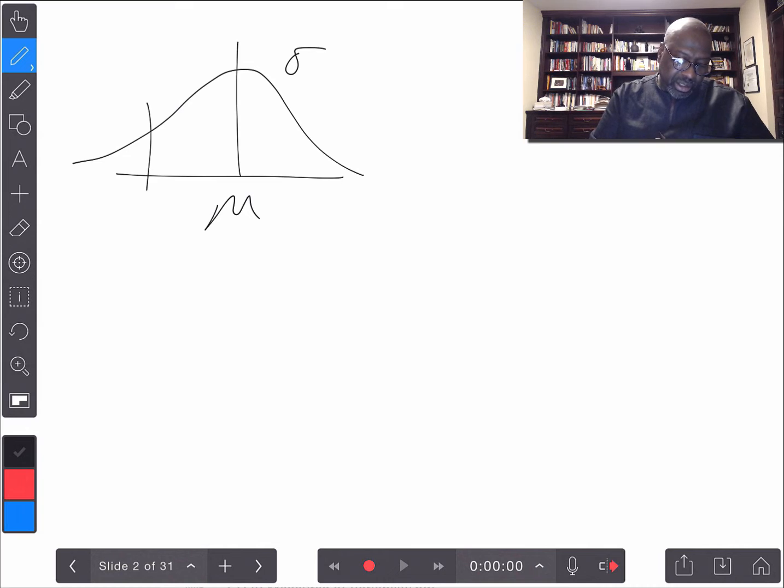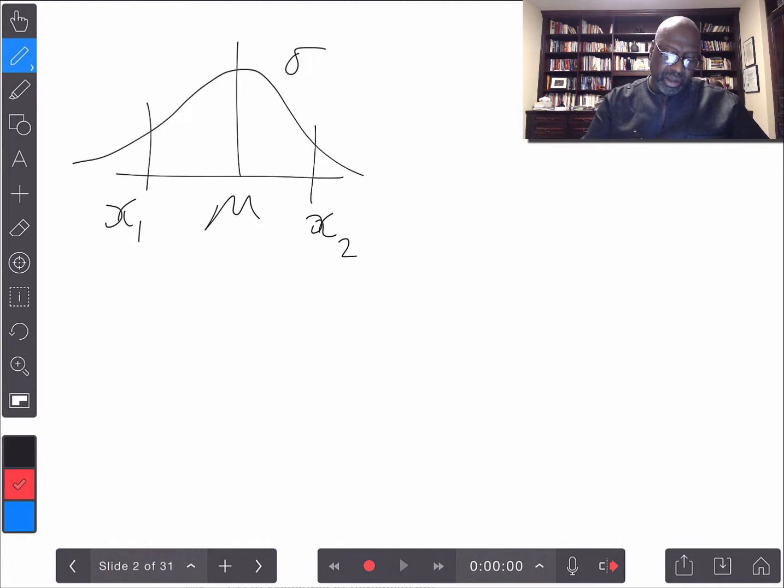So let's call this one x1 and this one x2. I could be interested in the probability of observing a value that is greater than x2 or less than x1, or it could be between x1 and x2. And you may recall, to find those probabilities, we used the standard normal. We translated each of these x values to a z-score, and using the z-table, we could find areas under the curve. That is the principle behind finding probabilities under the normal distribution.